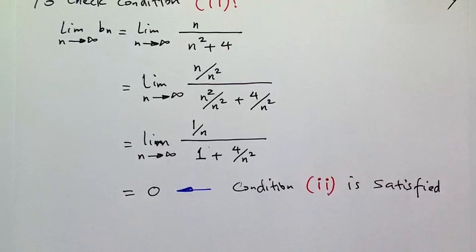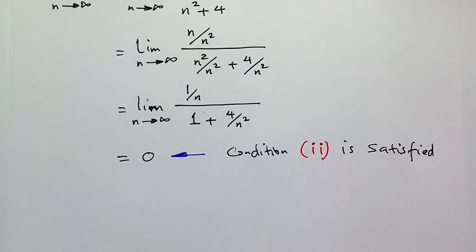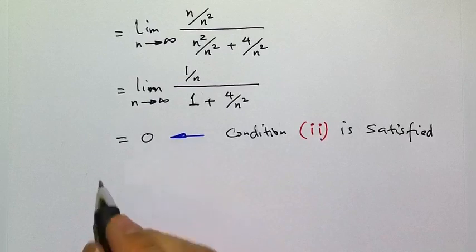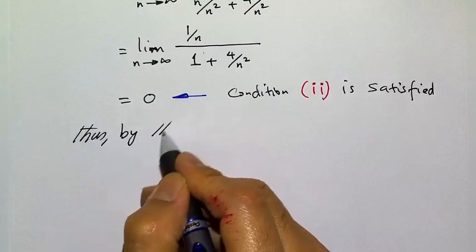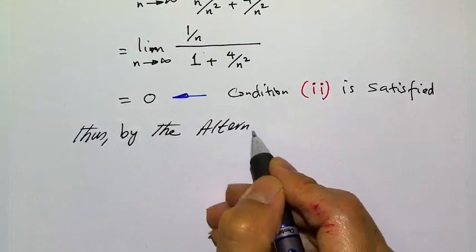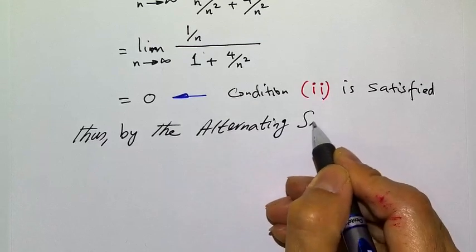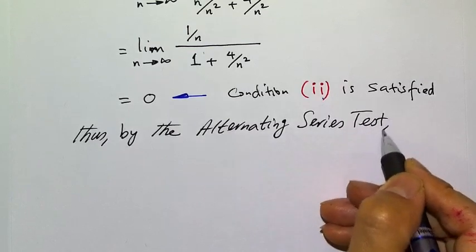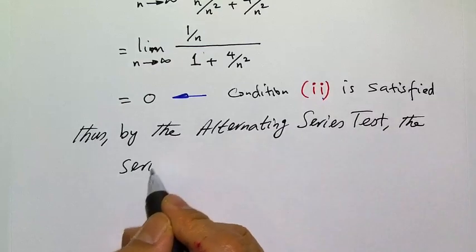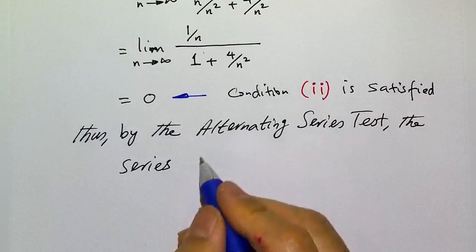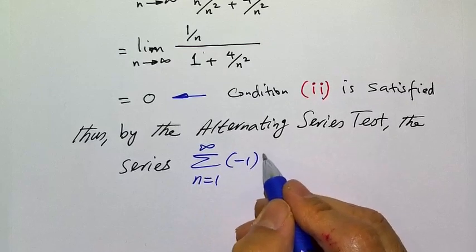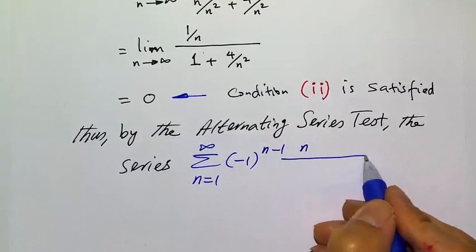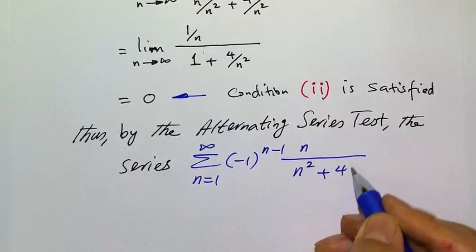Is satisfied. Okay, so because of that, by the alternating series test, the series is convergent.